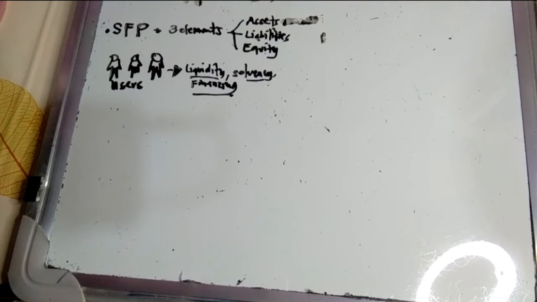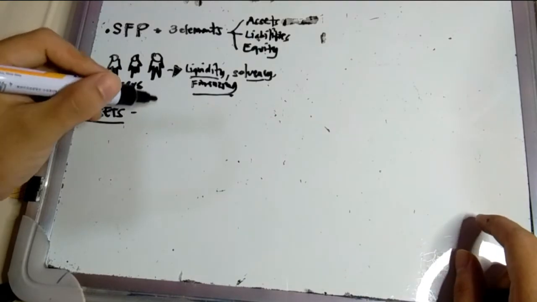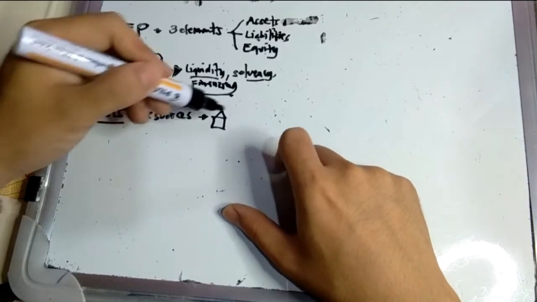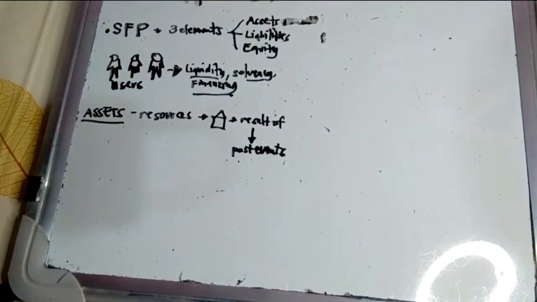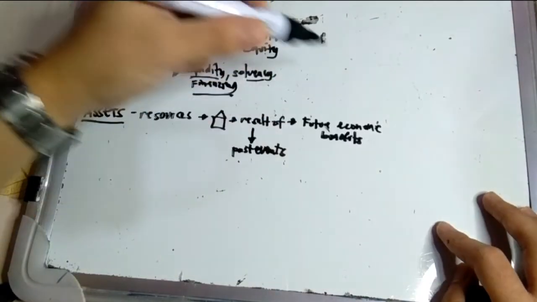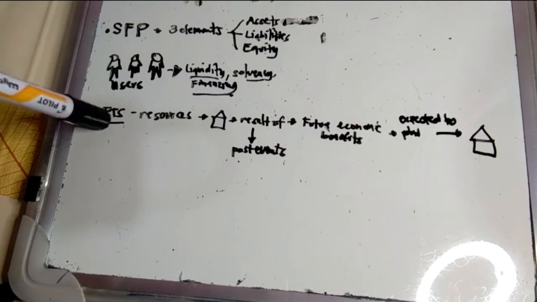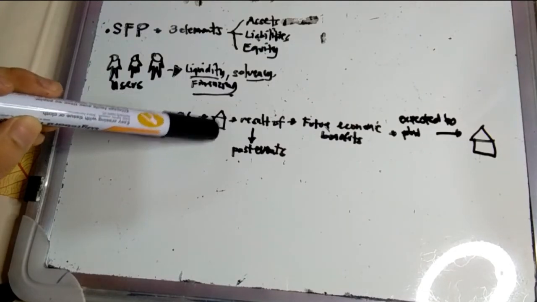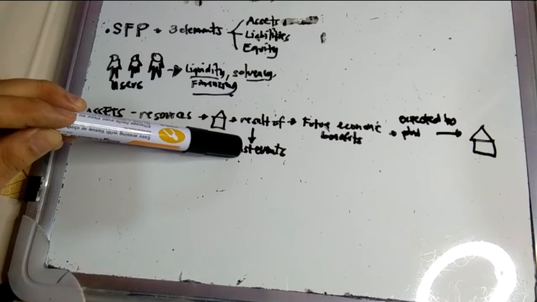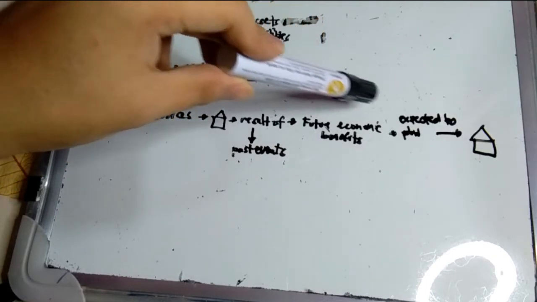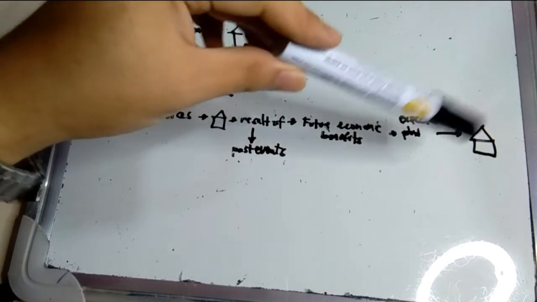Ano nga ba yung meaning ng assets? Assets are defined as resources controlled by the entity. These are resources of an entity as a result of past transactions or events from which future economic benefits are expected to flow to the entity. So ulitin natin, no? Ang assets ay ang resources ng entity as a result of past events or yung mga nakaraang nangyari. Useful to provide future economic benefits that are expected to flow to the entity.